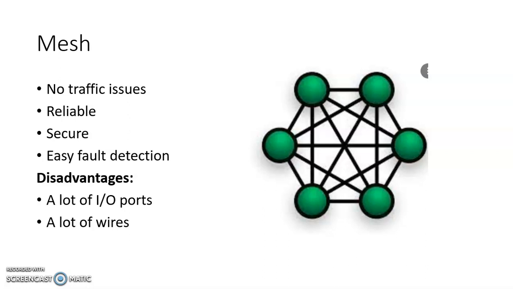However, it has some disadvantages, which are that it requires a lot of wiring. As you can see in the figure, a separate connection with each computer node means that there is a web of wires. It also means that each computer will have a lot of ports with which to communicate and connect with another computer.